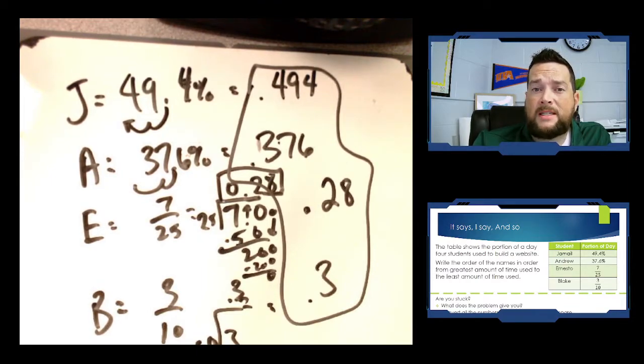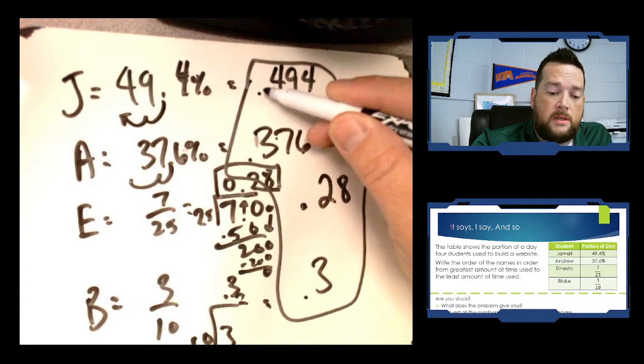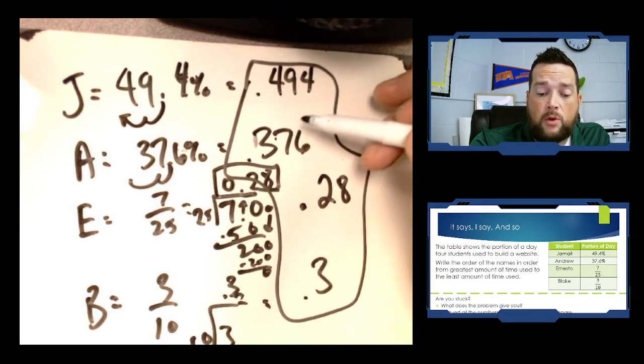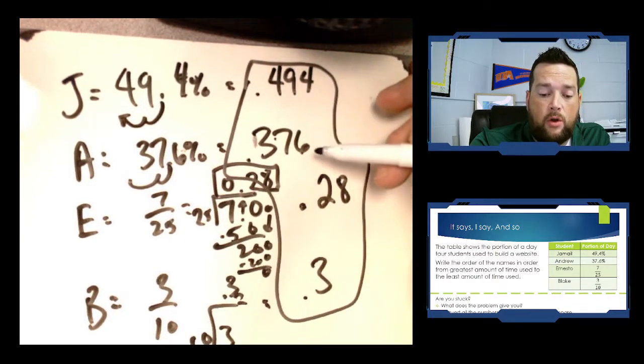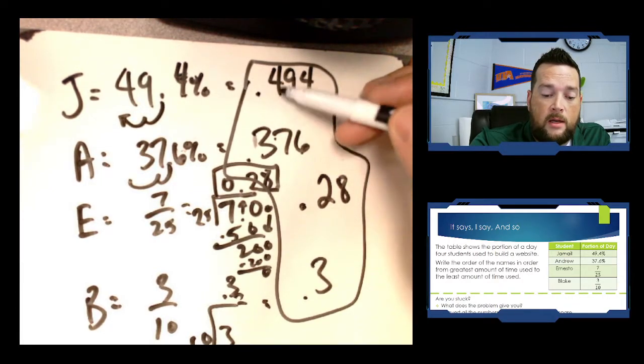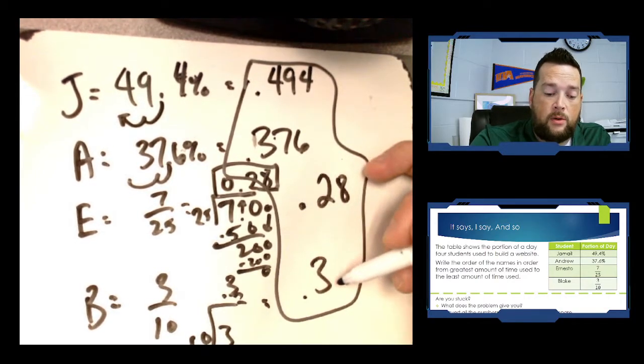Once you get them all to the same notation, it's pretty easy to see which one's the biggest, because we're going greatest to least. The greatest one is going to be the one that has the 0.4. So when you're going greatest to least, trying to figure out which one's the greatest, you're going to start from the left and go to the right. So the first number after the decimal is 4 for Jamel, 3 for Andrew, 2 for Ernesto, 3 for Blake.